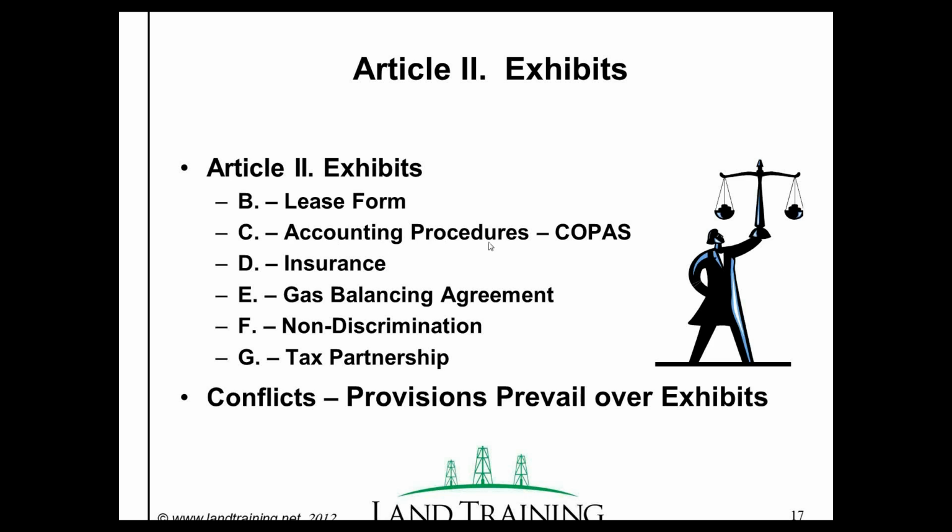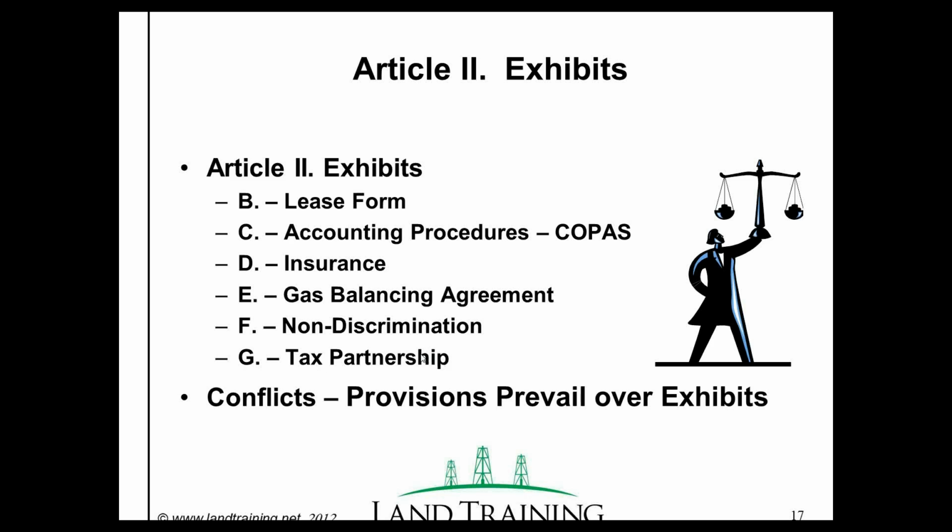Exhibit C is going to be the accounting procedures. D is to make sure everyone has the appropriate insurance that they need, especially the operator. E talks about gas balancing agreement. We're not going to go into detail about this. F says that we're not going to discriminate on the basis of race, religion, creed, etc. And G is establishing, once again, the all-important point that we are not a tax partnership.